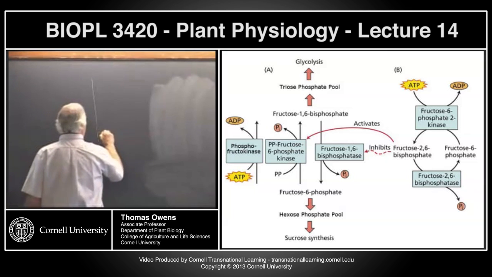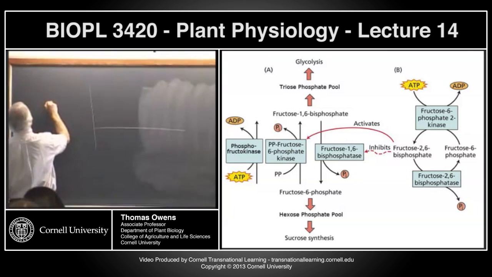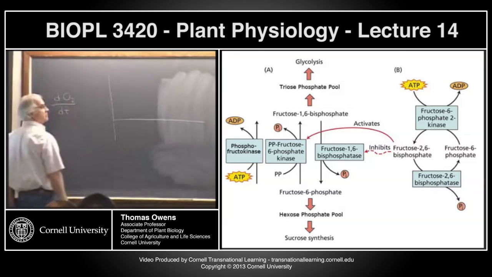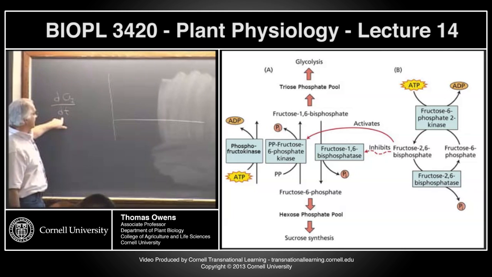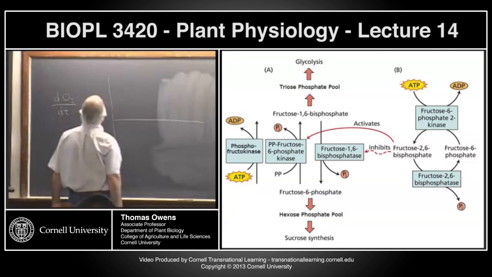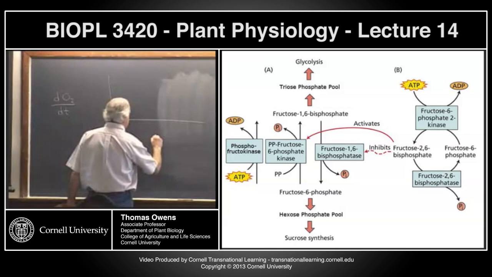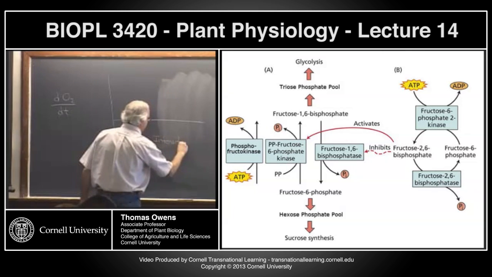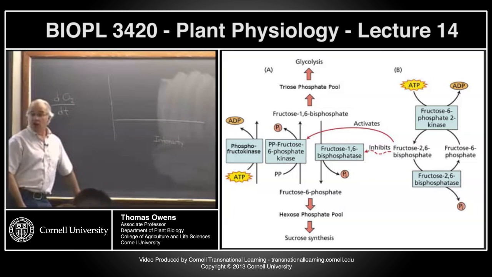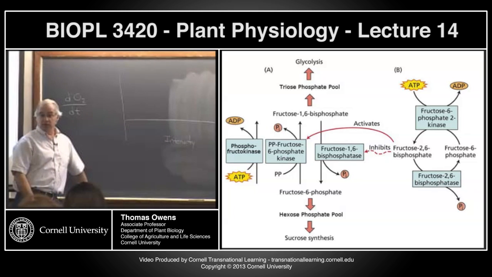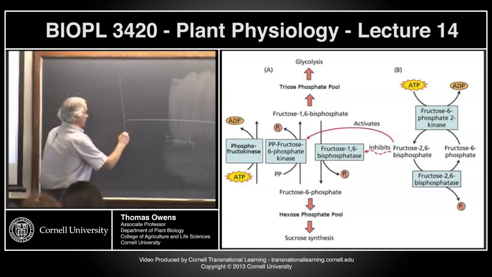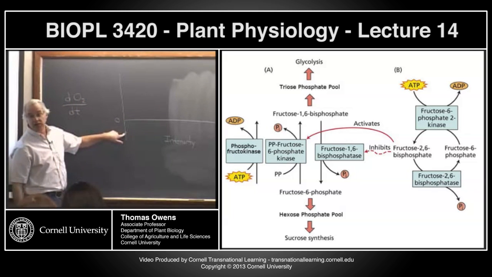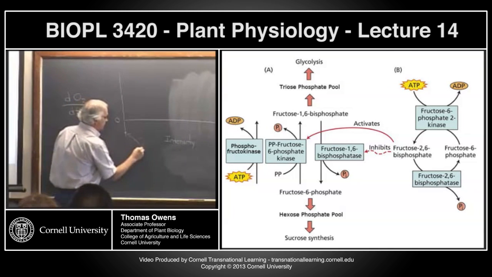We're going to make a graph of the change in oxygen concentration as a function of time on the y-axis. And on the x-axis, we're going to put light intensity. When we start in the dark, there's no photosynthesis going on, but there's respiration going on. So we would expect, if this is 0 here, there's going to be a net uptake of oxygen, and this represents the dark respiration rate.